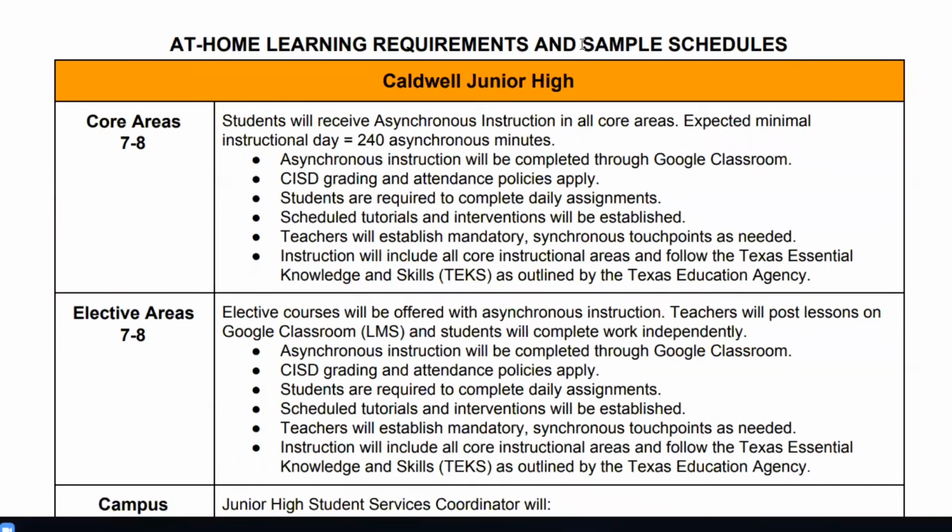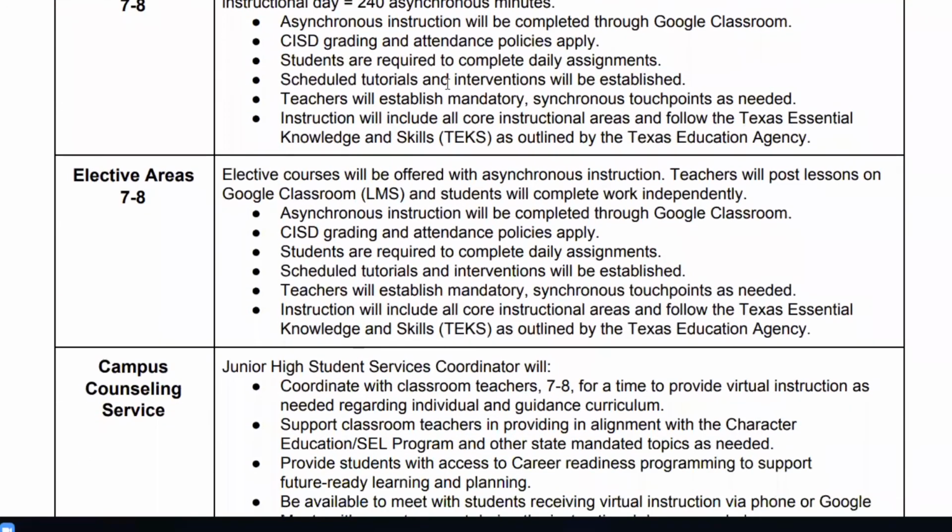These are some requirements and sample schedules for junior high. Again, the minimum requirement of the assignments that they're going to be provided are assignments that should take about 240 minutes per day of work for students. So again, the at-home instruction will not look like it did between March to May. It will be more rigorous, and the intention is that students continue to grow and learn every day.